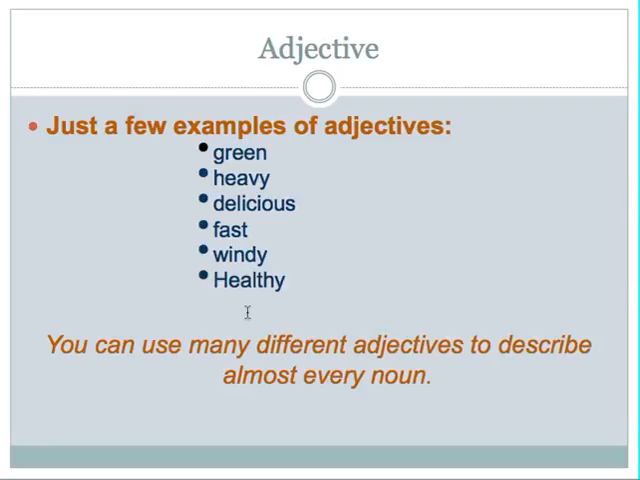Here are just a few examples of adjectives. There are thousands out there, but it could be a color like green, it could be a quality like heavy or delicious, fast, windy, healthy, etc. You can use many different adjectives to describe almost every noun.